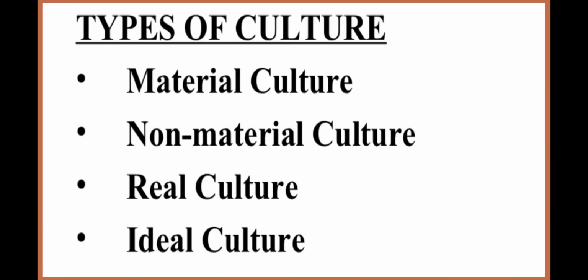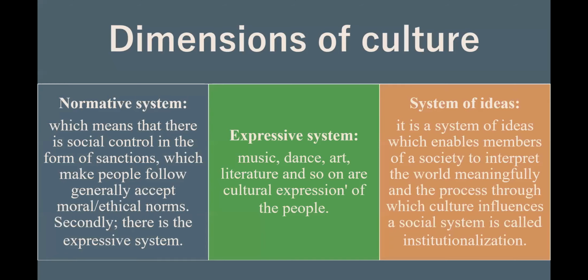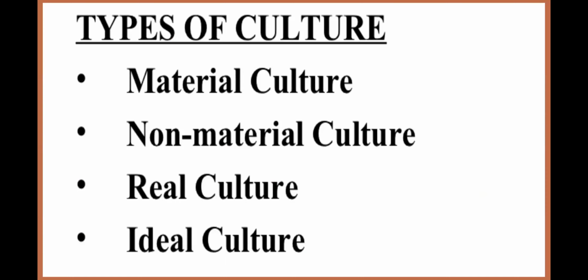Then there are different types of culture, that is material culture, non-material culture, real, and ideal culture. Now let us see what we mean by material culture. Material culture is something that exists in the form of material. For example, the mobile phone is used in communication. The mobile phone culture has become very common today in adolescent life, right? So that is the materialistic culture we have.